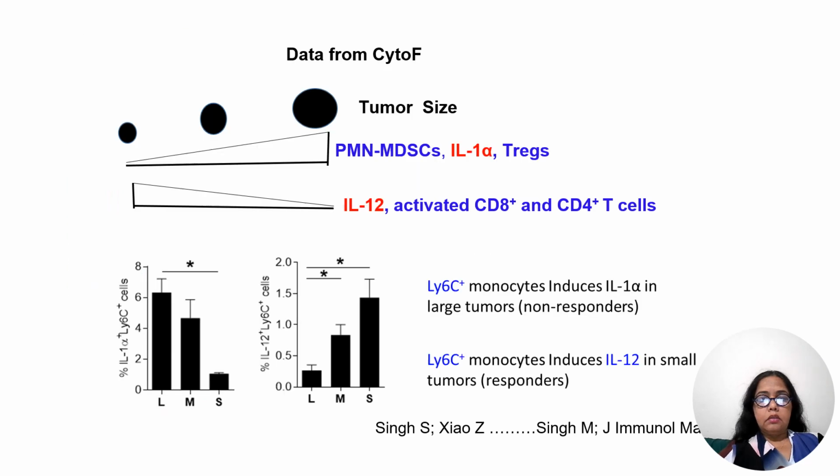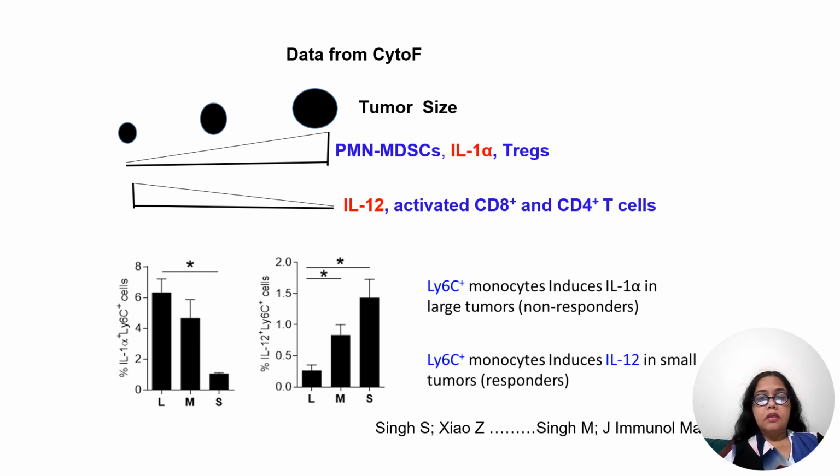Then next we did CyTOF to determine the difference between a small tumor and large tumor, and we found PMN-MDSC, interleukin 1 alpha, Treg increased when tumor size increased, and interleukin 12, activated CD8 T cells and CD4 T cell decreased when tumor size increased.